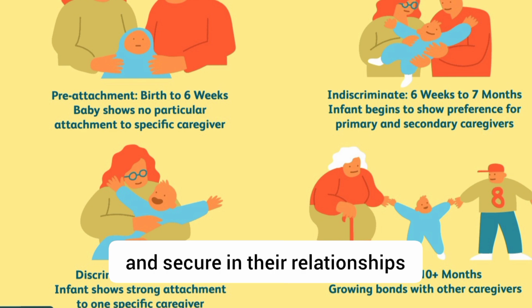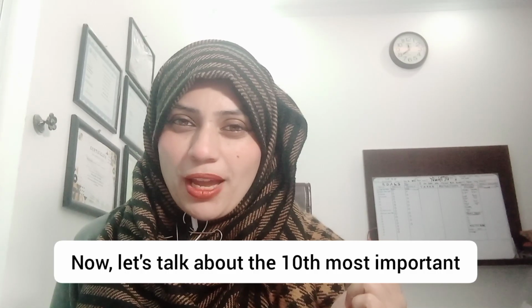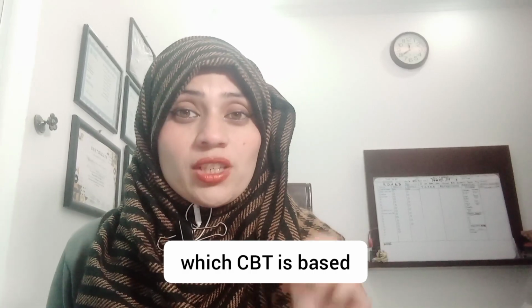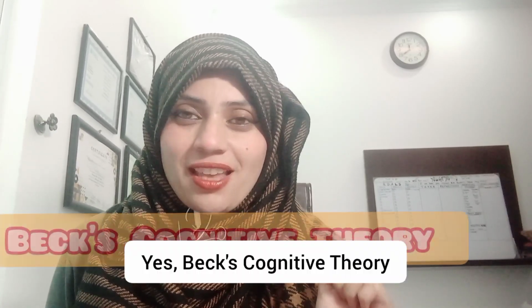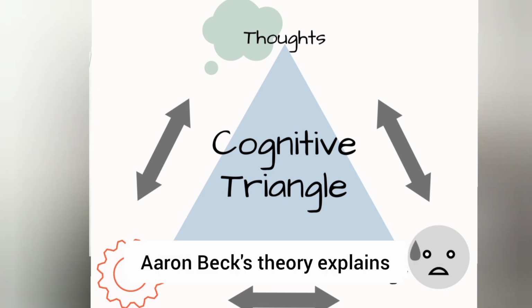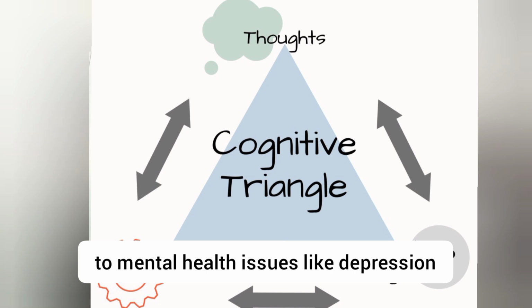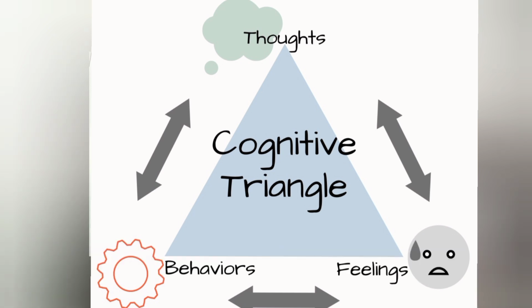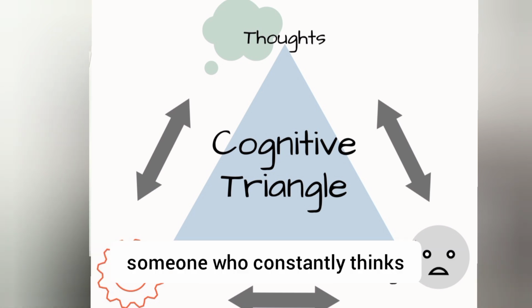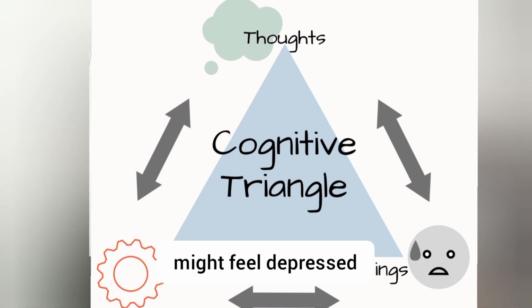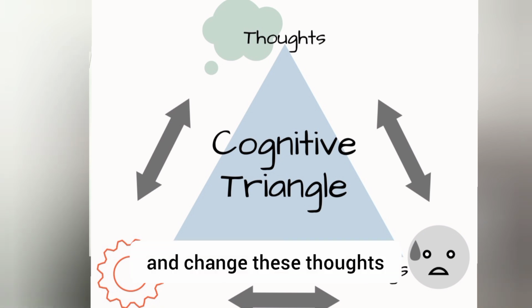Now, let's talk about the 10th most important theory of psychology on which CBT is based. Yes, Beck's cognitive theory. Aaron Beck's theory explains how negative thought patterns contribute to mental health issues like depression. For instance, someone who constantly thinks, "I am a failure," might feel depressed. CBT helps challenge and change these thoughts.